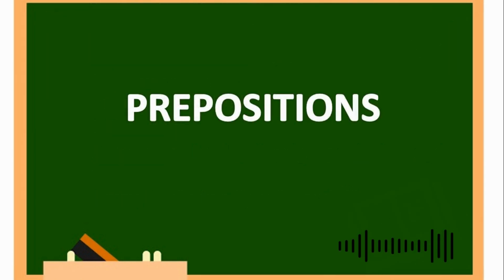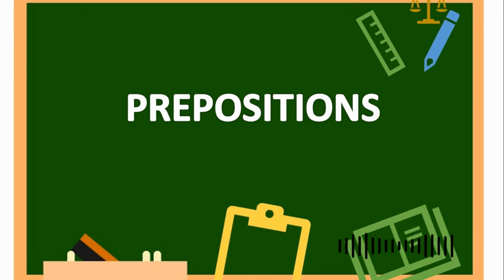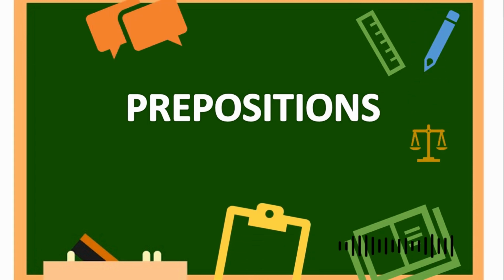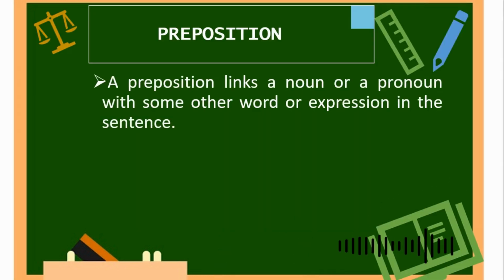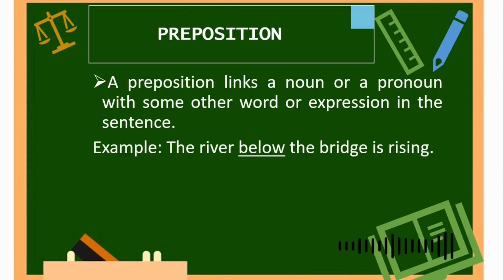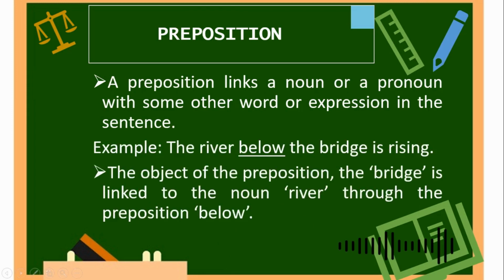Next, let's proceed with prepositions. When we say preposition, it links a noun or a pronoun with some other word or expression in the sentence. Example: the river below the bridge is rising. Our preposition here is the word below. It links the river and the bridge. The object of the preposition, the bridge, is linked to the noun river through the preposition below.